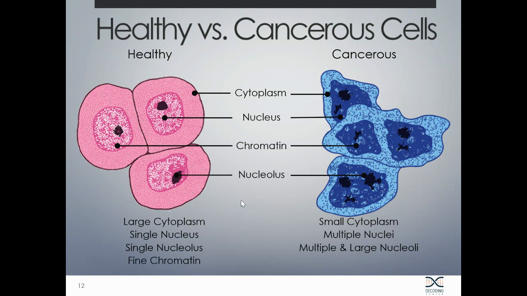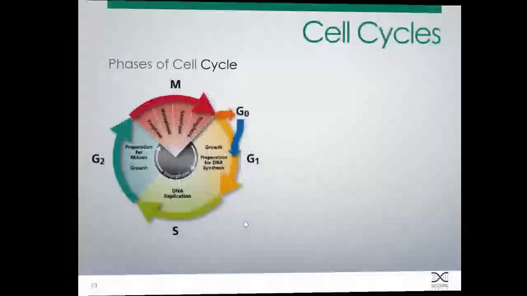Lastly, in a healthy cell, the chromatin is fine. You can see over here. In a cancerous cell, the chromatin is very coarse. So these little areas in the dark blue, you can see they're coarse and not evenly distributed. So these are some of the visual aspects between a healthy and cancerous cell.